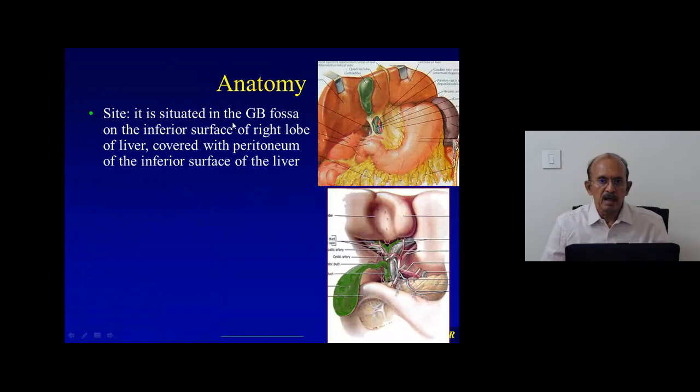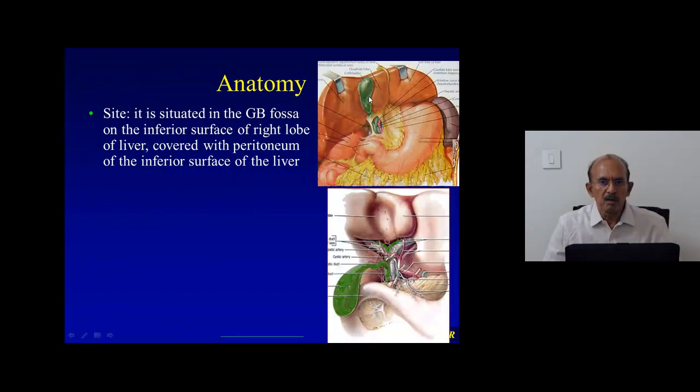The gallbladder is situated in the gallbladder fossa. You can see, if you remove the gallbladder, you can see a small depression in the liver. That's called the gallbladder fossa. It lies on the inferior surface of the right lobe of the liver, covered with the peritoneum of the inferior surface of the liver. Actually, the peritoneum of the undersurface of the liver also covers the gallbladder. That is how the gallbladder is bound to the liver.